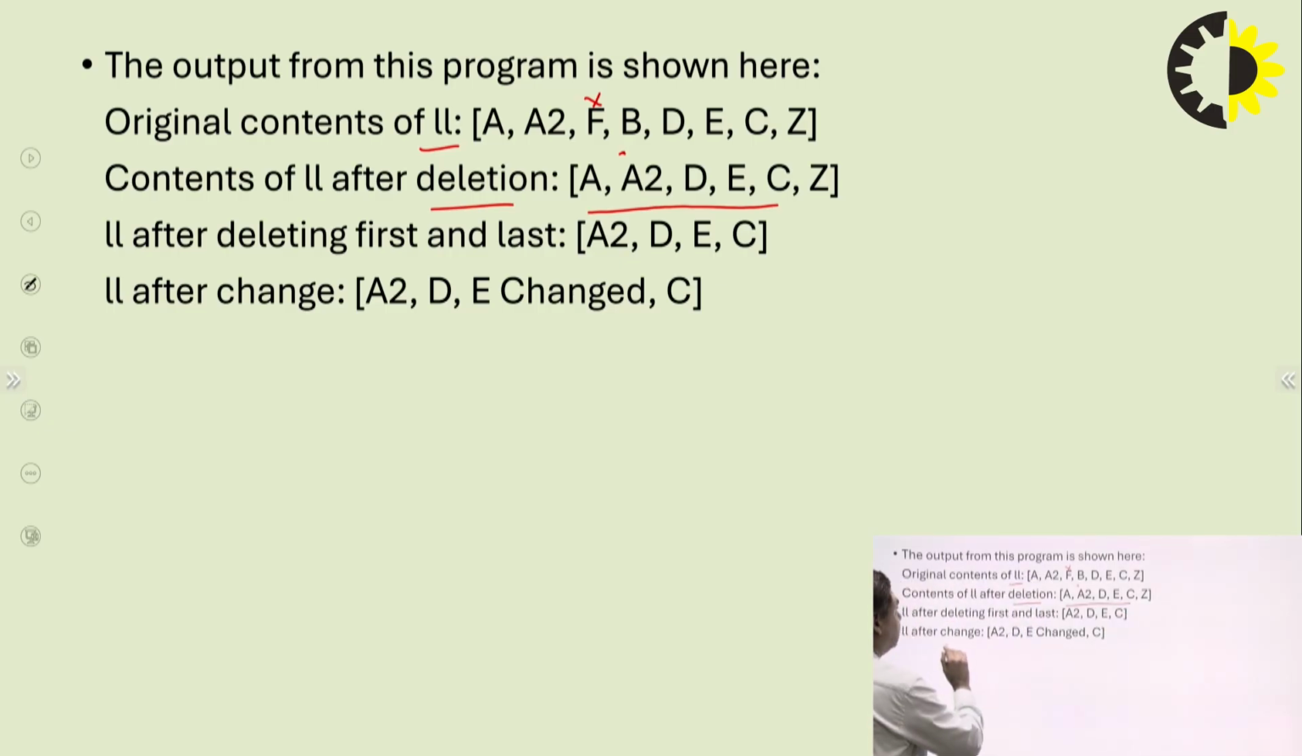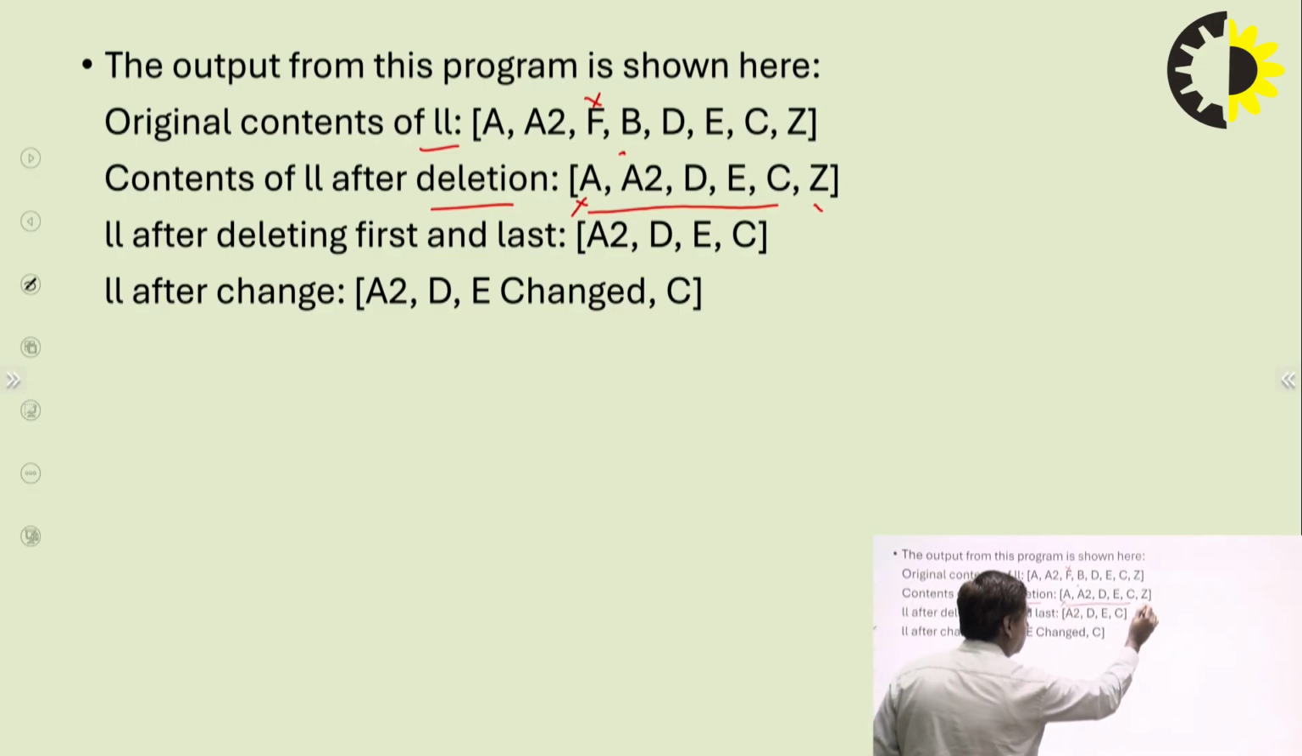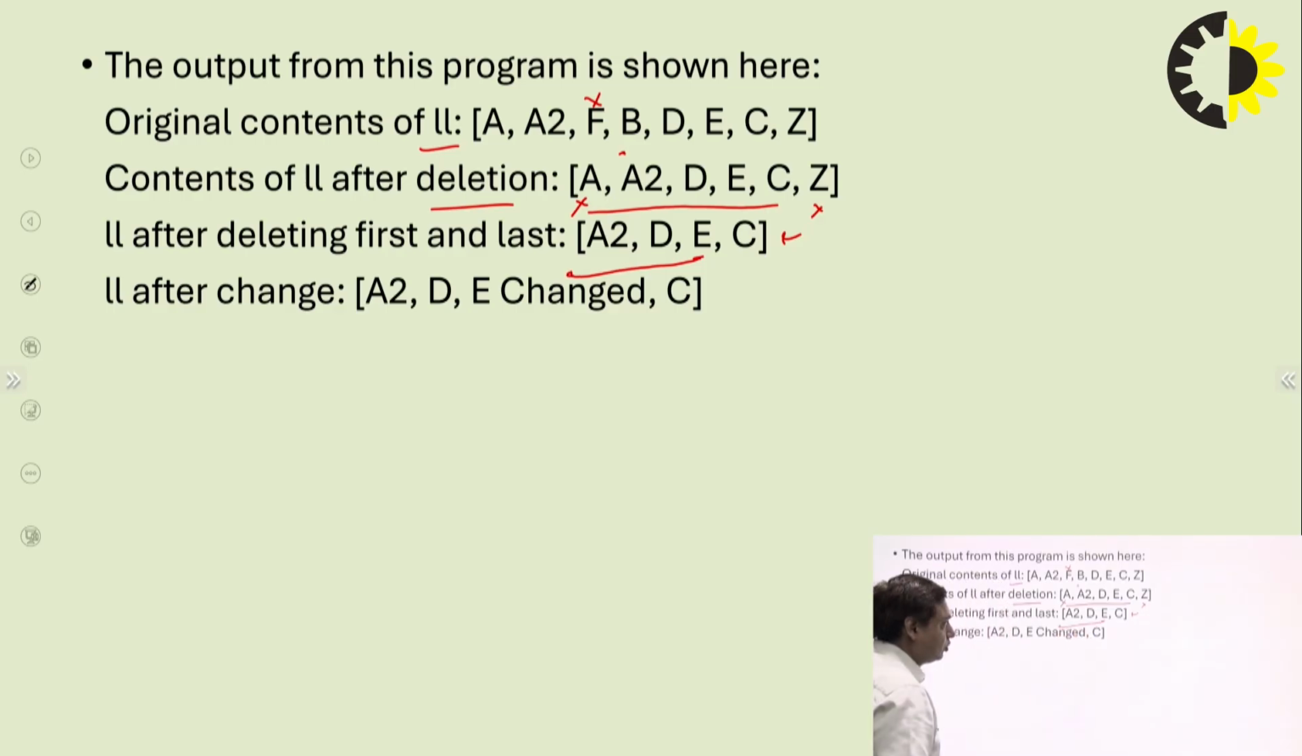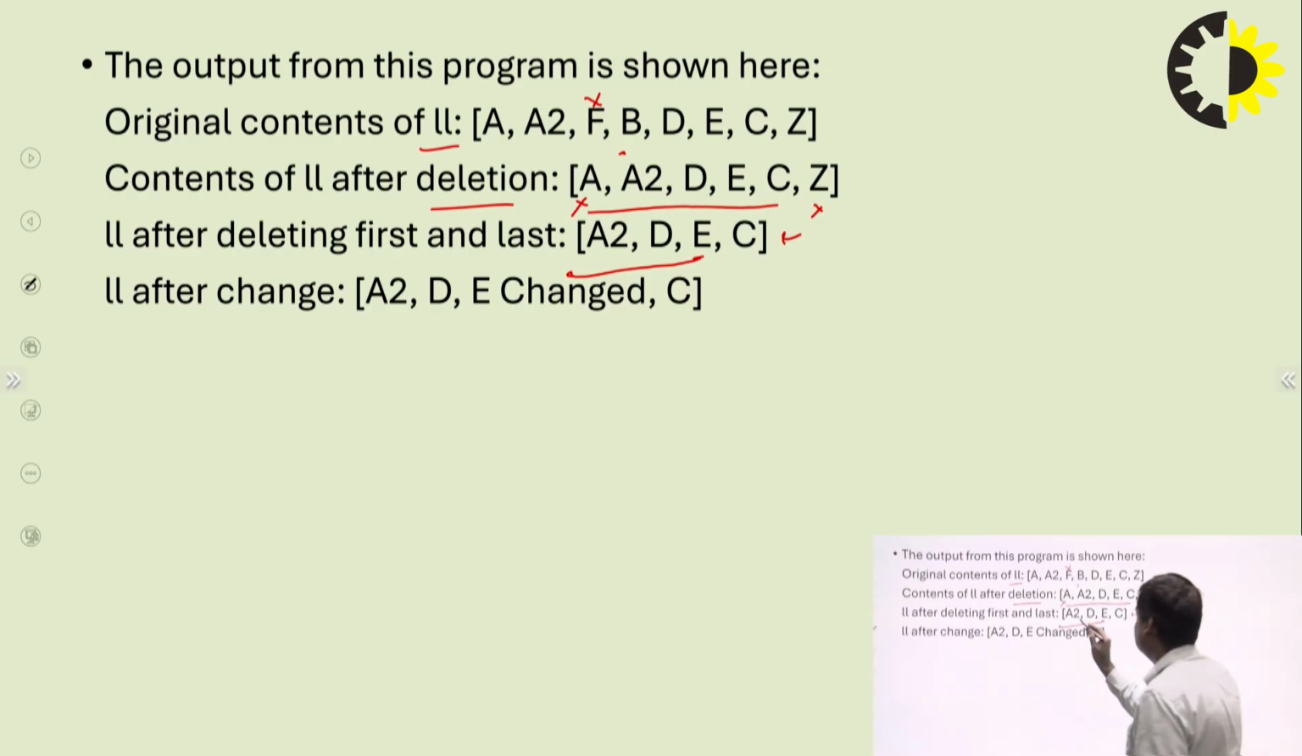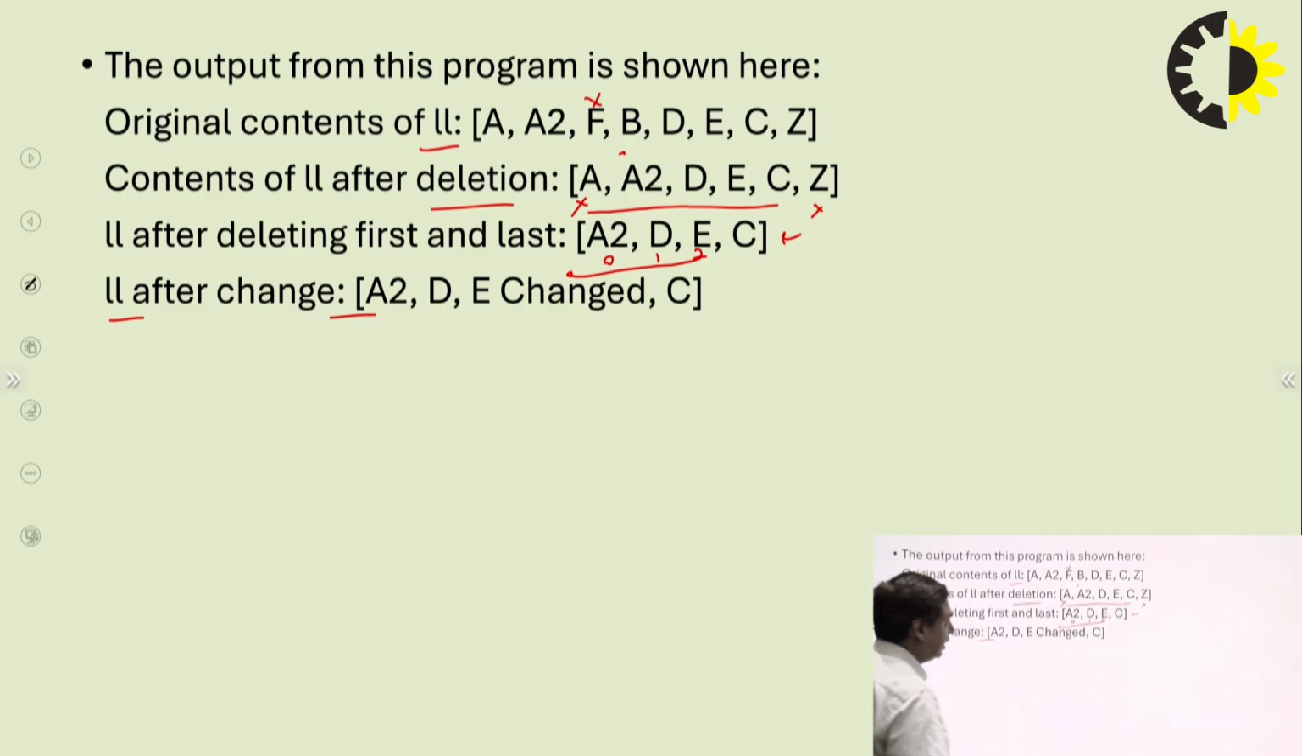So, LL after deleting the first and last: first has been deleted, Z is also deleted here. So, we have only 3 elements A to D and E. Now, we have changed the E. Here you can see, the content of E has been modified at index number 0, 1 and 2. So, at position number 2 we have the element E. E will be retrieved and it is modified by E change. So, this is the LL after the change: A to D and E change C.